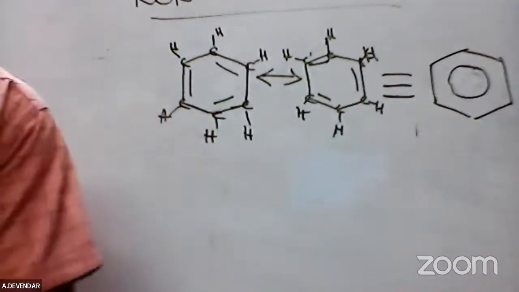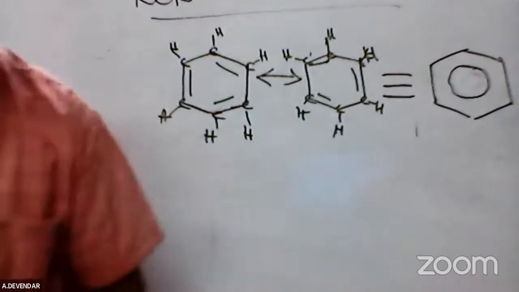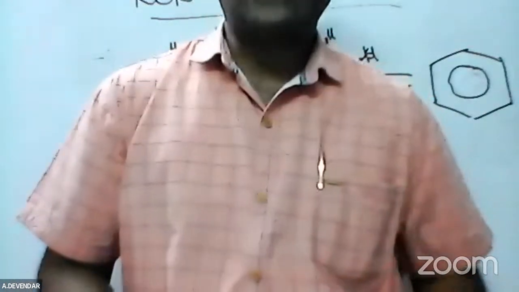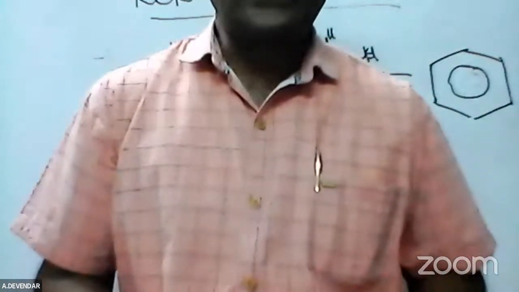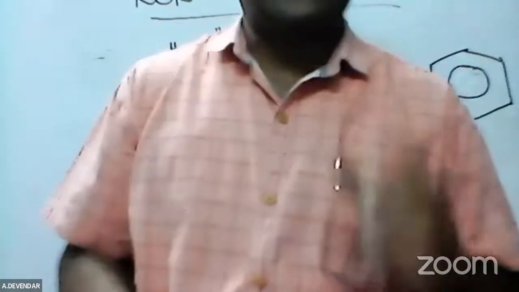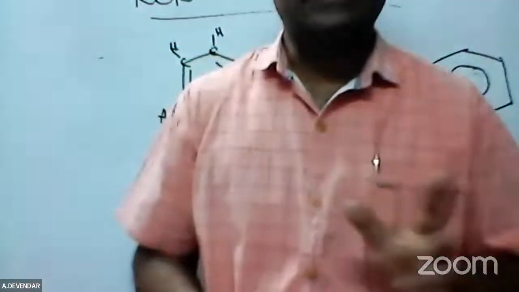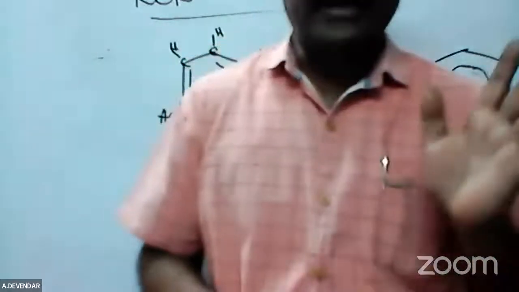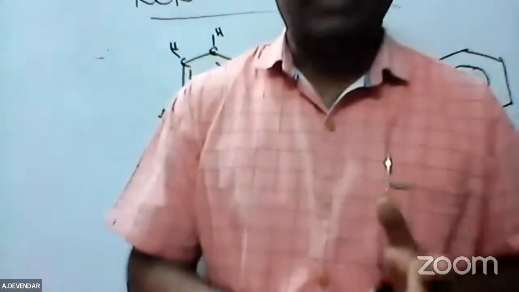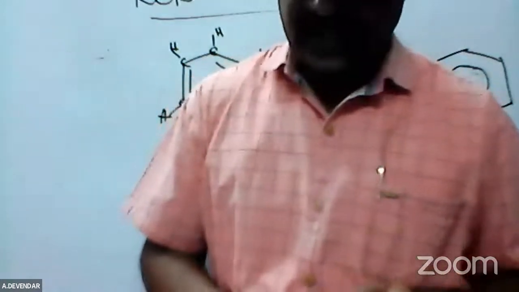Next you have aromaticity. I already told what aromaticity is. When the formula seems unsaturated but the compound does not undergo addition reactions and can undergo substitution reactions, if a compound has this particular character, it behaves as aromatic. That is called an aromatic hydrocarbon. Examples of aromatic hydrocarbons are benzene, naphthalene, anthracene.